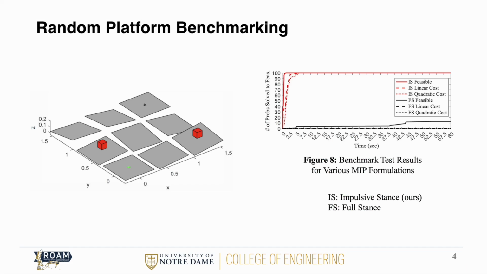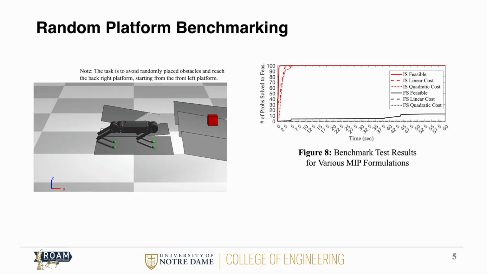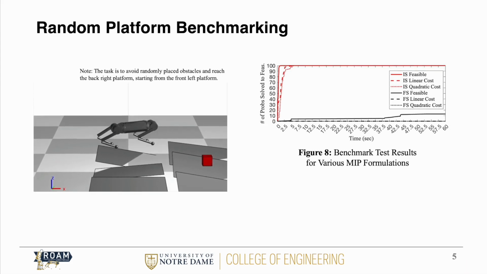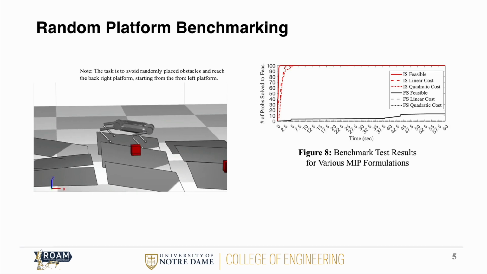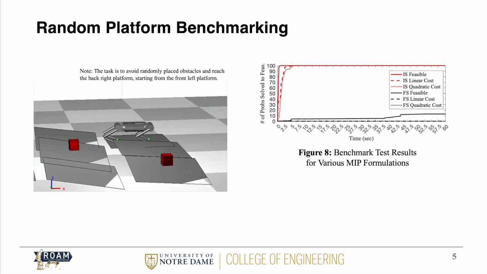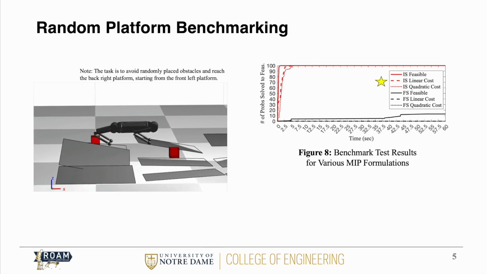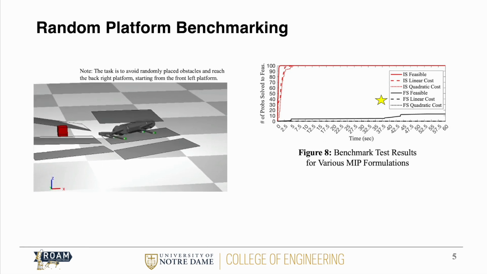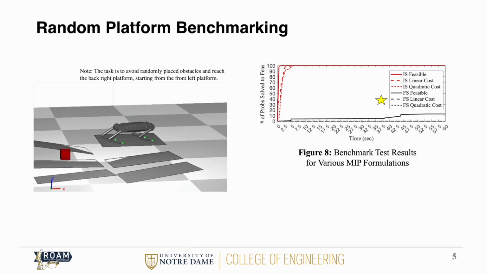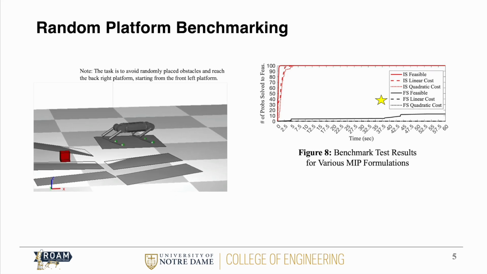We compared our impulsive stance MIP formulation against an equivalent MIP with a full stance phase. For each formulation, we solved 100 path planning problems in randomly generated environments, limiting the max solve time to 60 seconds. The solver found feasible solutions to all of the problems in the impulsive stance formulation within roughly 5 seconds, but it found feasible solutions to only 13 of the problems in the full stance formulation within the 60-second time limit. It did not find a feasible solution to any of the full stance problems with the cost function.